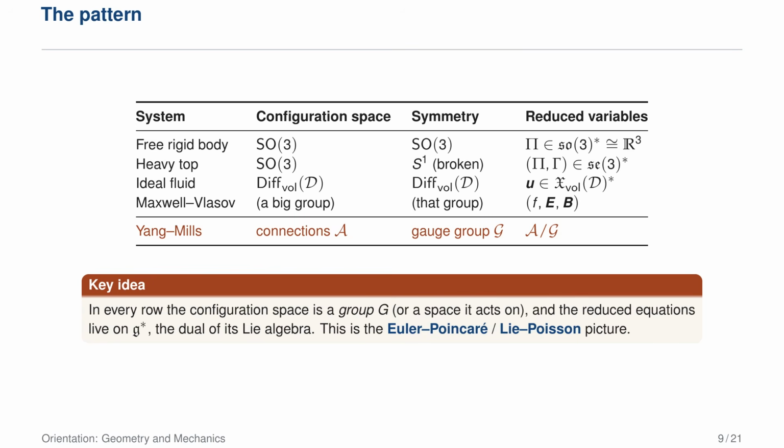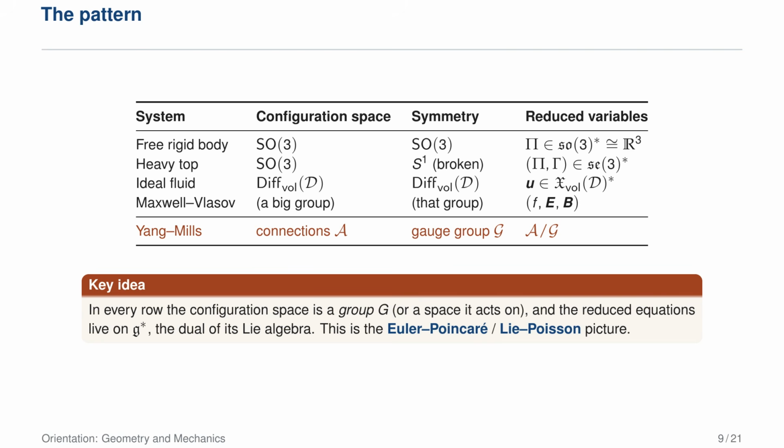So here's the pattern laid out. Take the free rigid body. Its configuration space is SO3. Its symmetry group is also SO3. Its reduced variable is pi, living in the dual of little SO3, which is R3. For the heavy top, the symmetry is broken down to a circle, and the reduced variables live in the dual of little SE3. For the ideal fluid, the configuration space and the symmetry group are both the volume-preserving diffeomorphisms, and the reduced variable is the velocity field.